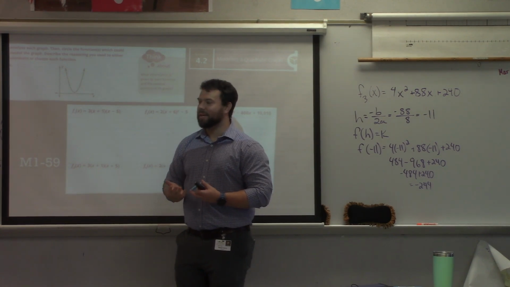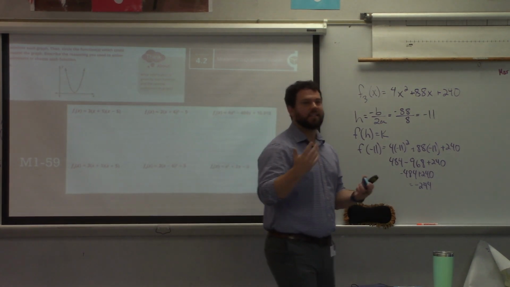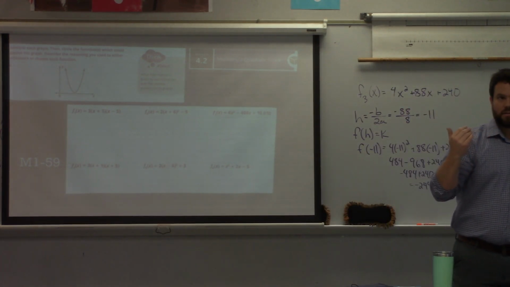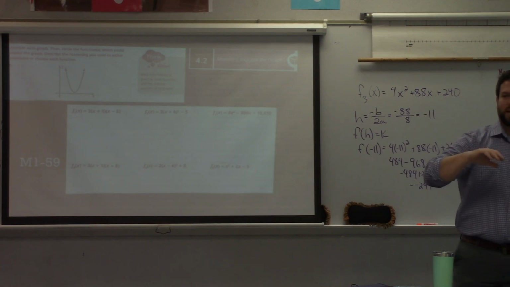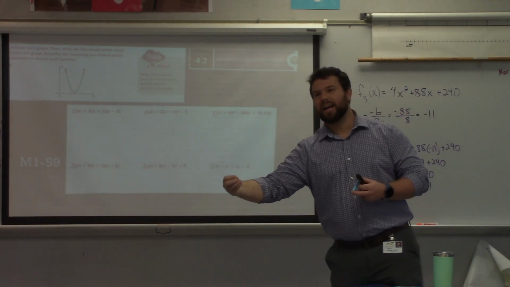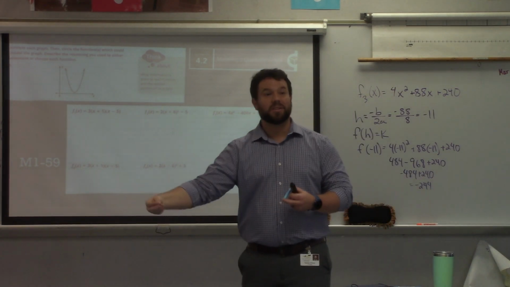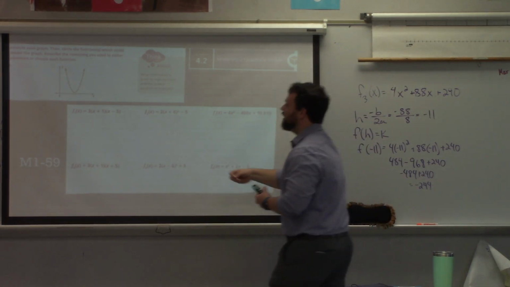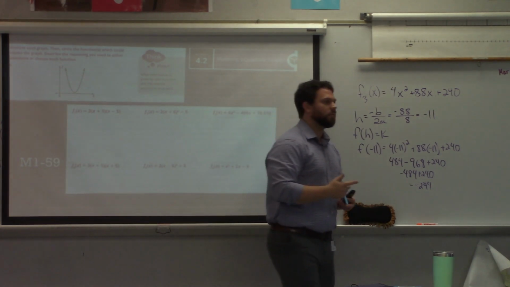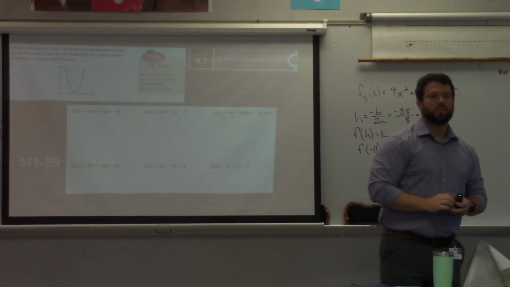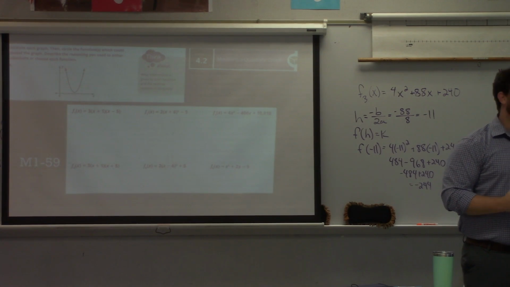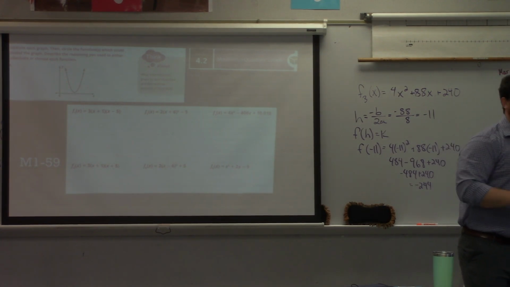Let me ask you this. What is an x-intercept? It's where the graph intersects the x-axis. That's the definition of an x-intercept. Does this intersect the x-axis? No. So can we have a factored form? No. Not yet. We're going to study something called imaginary roots next unit.